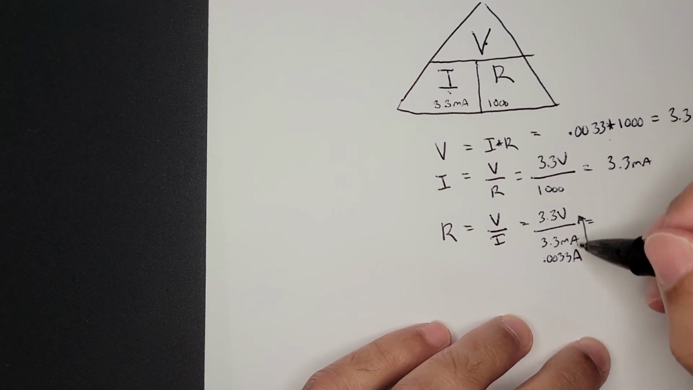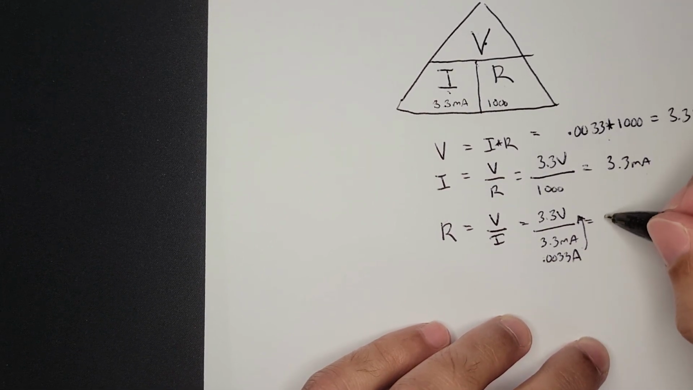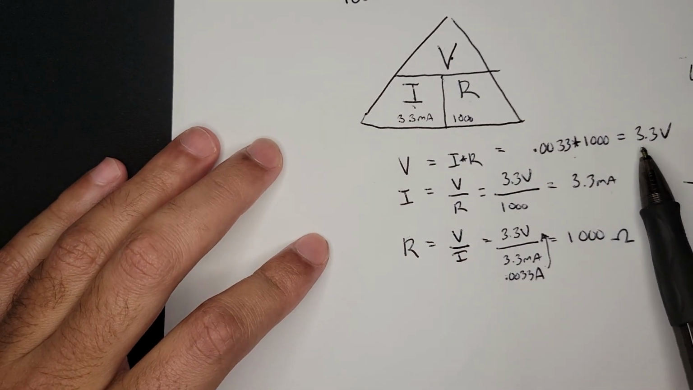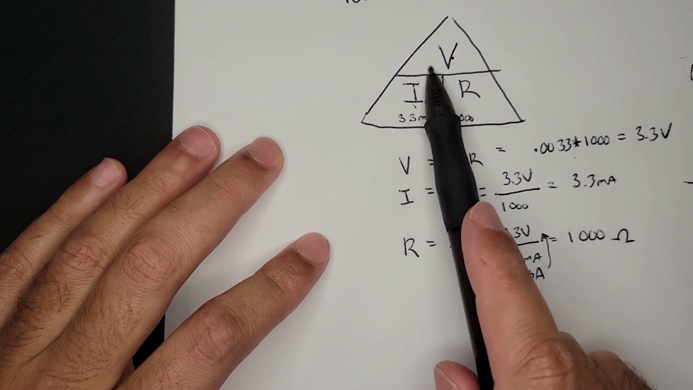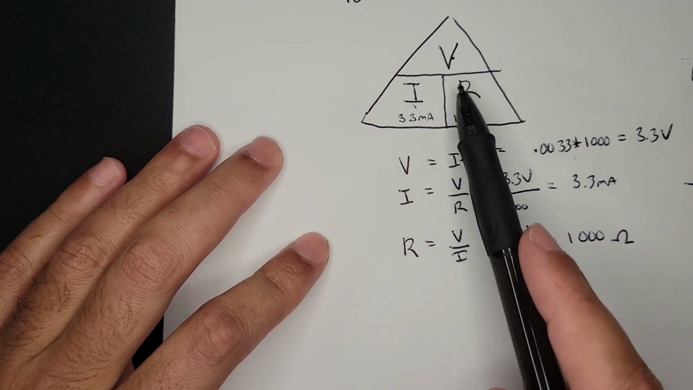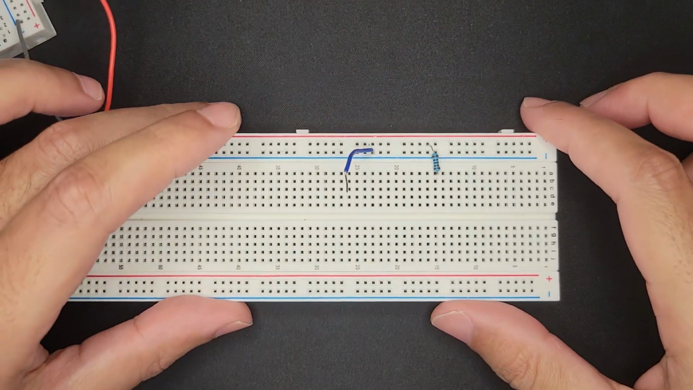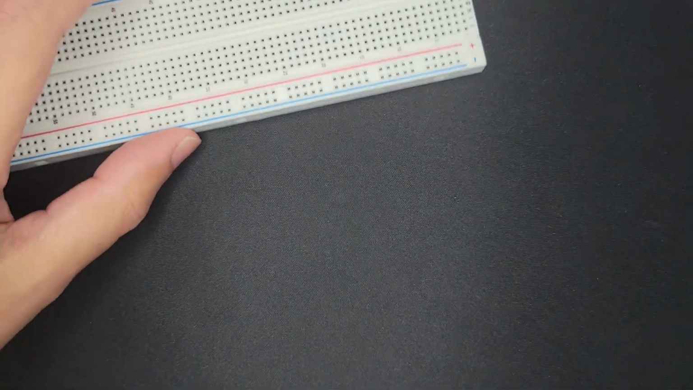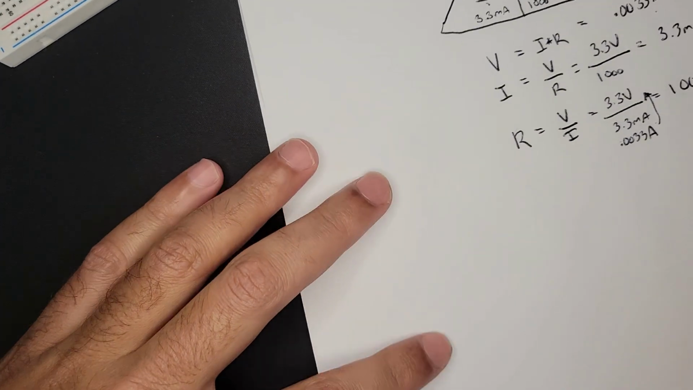So we divide 3.3 by 0.0033, and we get 1,000 ohms. So it's a bit boring, but it just shows that you can figure out any one of these by the other two. So that's how we limit resistance to protect components. So let me write that down actually. So there's two main uses for resistance, right?